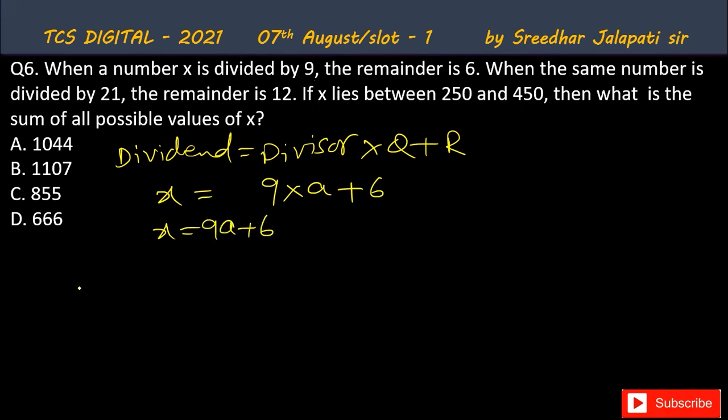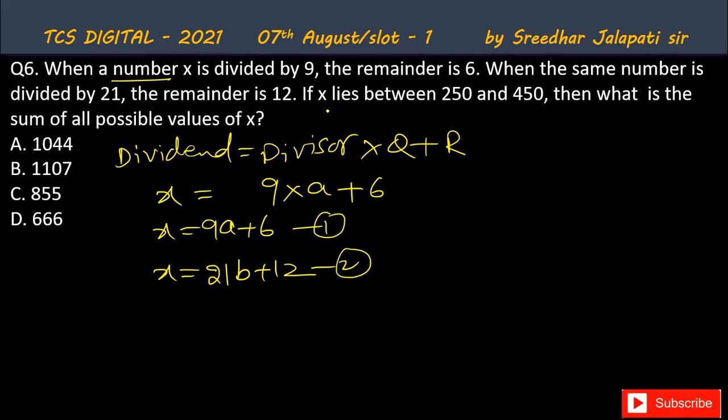Second case, when the same number x is divided by 21, let us assume it goes b times, and the remainder is 12. So we got two expressions for x. x is nothing but the number, right?